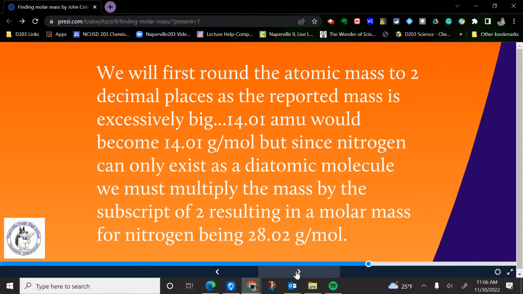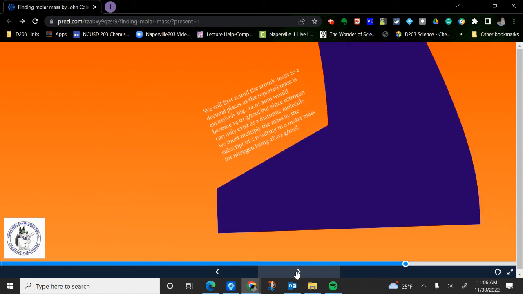What's my unit going to be? Because I'm asking for molar mass. What's my unit going to be? Grams per mole. Grams per mole. Everybody with me on that? Yeah. All right, how about a compound?